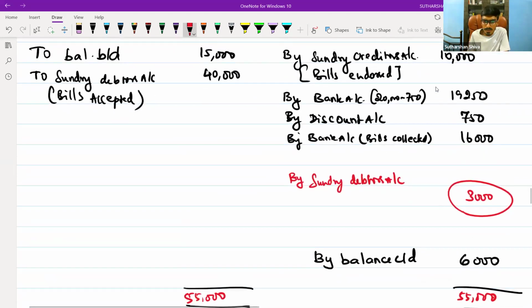Next, this 3,000. You can also write this as your balancing figure. And you can also write one more word, as it is a bills receivable. It is on the credit. You will say it is your bills dishonored.